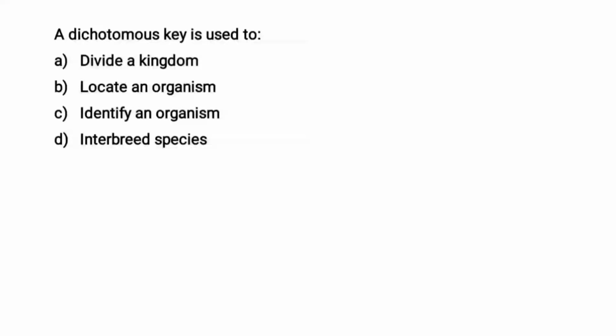A dichotomous key is used to. Dichotomous keys are most often used by scientists for identifying plant and animal species based on their observable characteristics. These are very useful because they allow non-expert users to identify organisms by directing them to look at the known important organisms. So our correct option will be option C, as a dichotomous key is used to identify an organism.